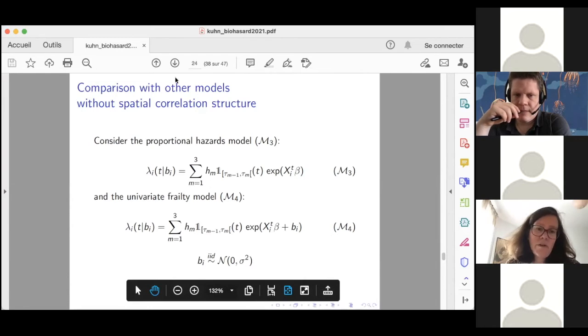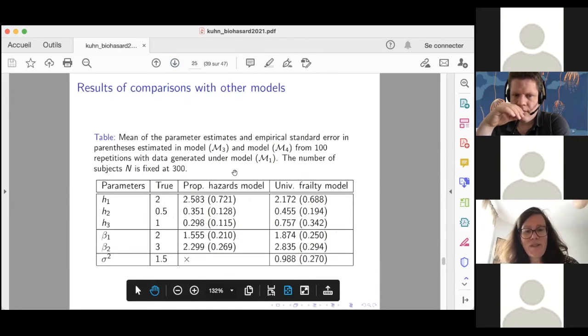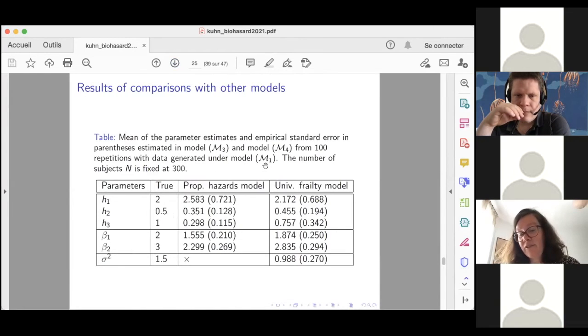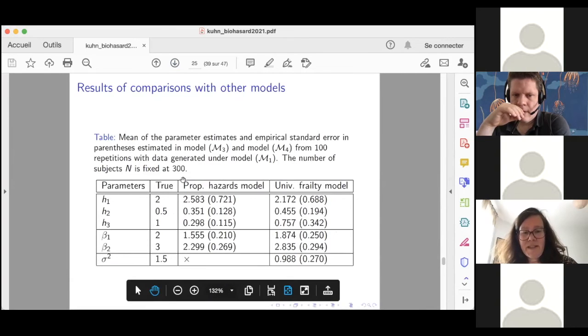Okay, and so we play the following game. We simulated data under model M1, and we estimate the parameters in models M3 and M4. And so what we can see, here you have the proportional hazard model. I put all the parameters in here. You can see that the regression coefficients of the covariates are biased.